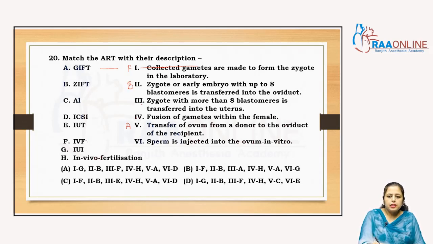Then third, the zygote with more than 8 blastomeres is transferred into the uterus. That is called intrauterine transfer, IUT, that is E. Now, fusion of gametes within the female, that is 4. Within the female means inside the uterus.